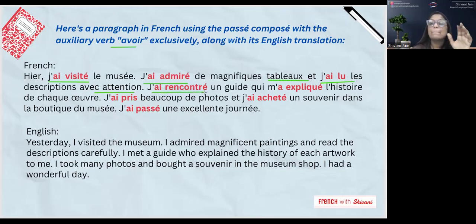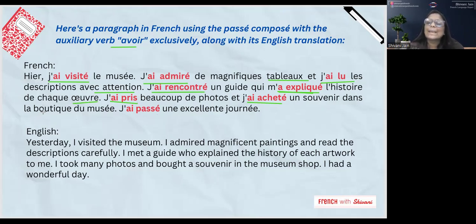J'ai rencontré, I met, un guide qui m'a expliqué l'histoire de chaque œuvre. I met a guide who explained to me the history of each piece of work. Again, all these actions started and finished, right? J'ai pris beaucoup de photos et j'ai acheté un souvenir dans la boutique du musée. I took a lot of photos. Okay? Again, c'est au passé composé avec avoir. Prendre is the verb. Et j'ai acheté un souvenir dans la boutique du musée. And I bought a souvenir in the museum shop.